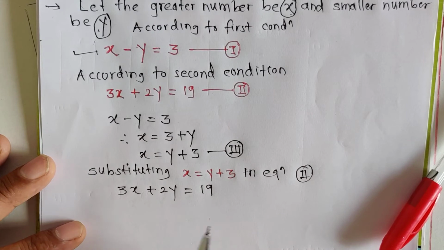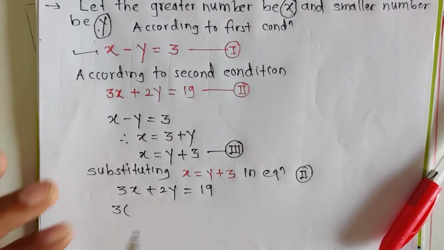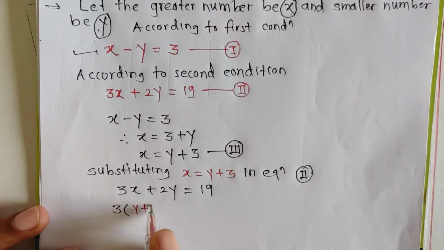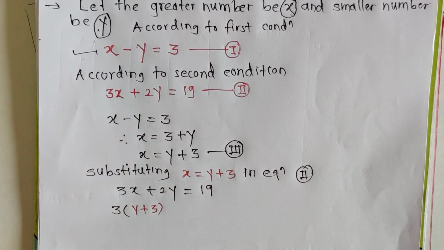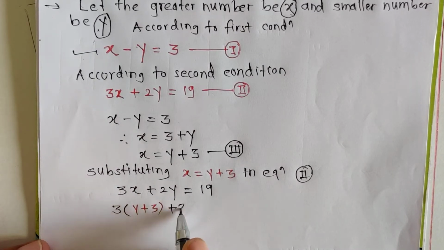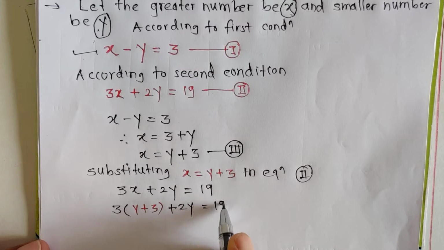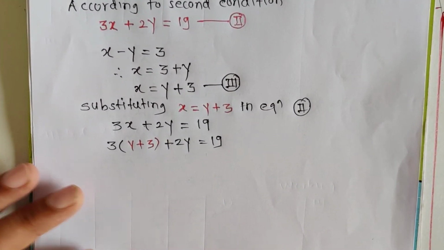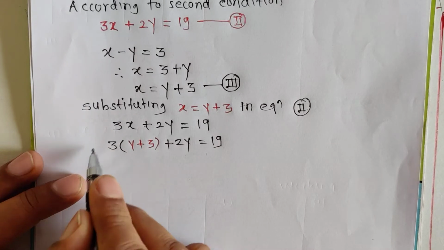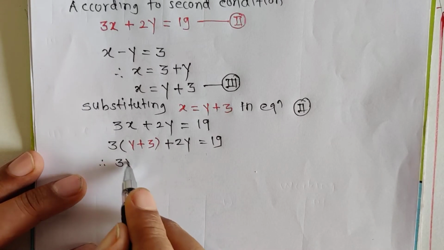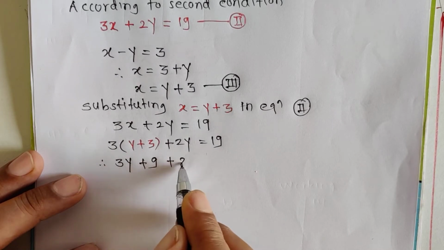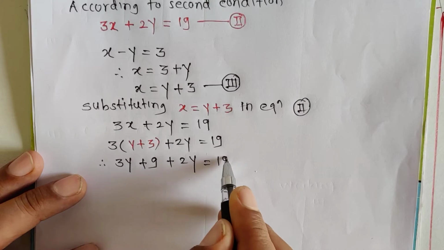Now substitute x is equal to y plus 3. So we get 3 into bracket. Instead of x, substitute y plus 3. And remaining equation as it is, plus 2y is equal to 19. Now solve that equation. Simplify. 3 multiplied by y, we get 3y plus 3 3s are 9 plus 2y is equal to 19.